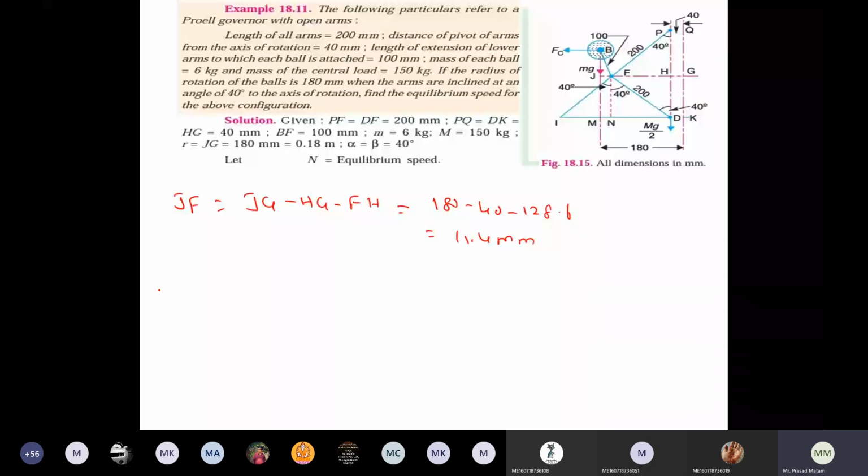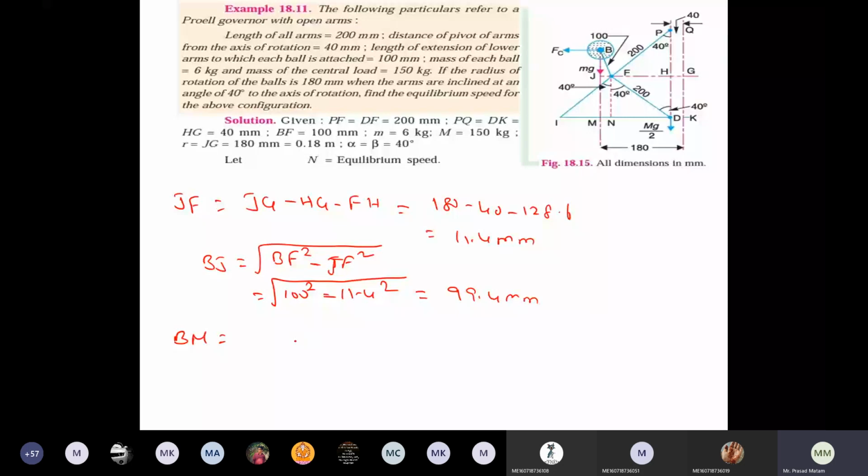Now try to find the BJ value. BJ equals the square root of BF square minus JF square. BF we know is 100 square, and JF we already found above, it is 11.4 square. What is the answer we are getting for BJ? 99.4 mm.